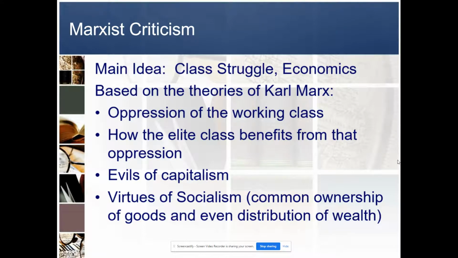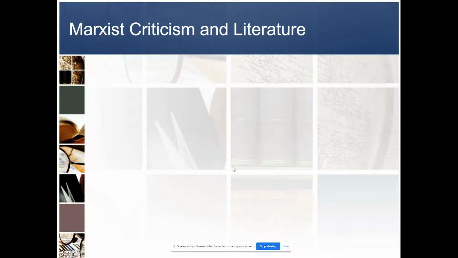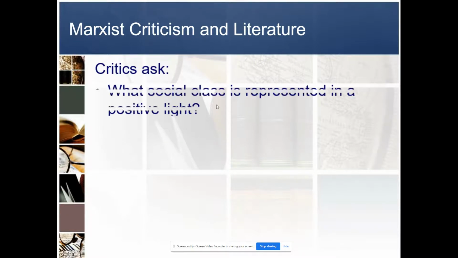So how does this apply to literature? Critics might want to know, what social class is being represented in a positive light? Does this book champion or praise the actions and values of the wealthy? Or does it praise the values of the poor and cast the values and virtues, or lack of virtue, in the upper class?